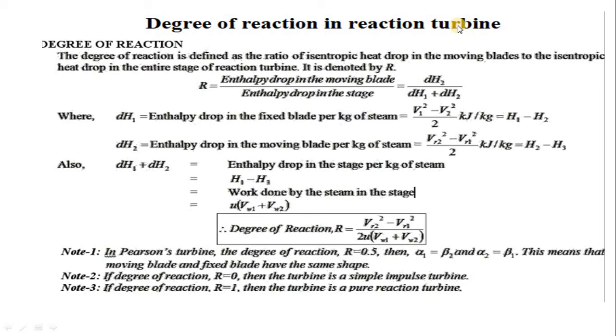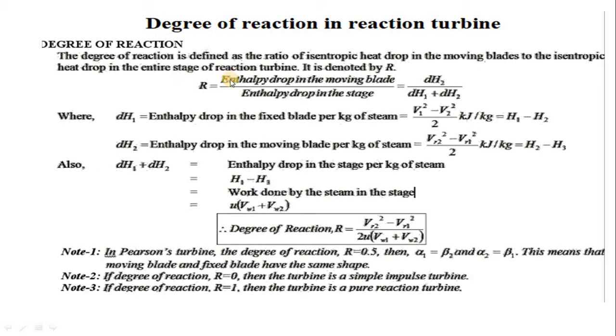Simultaneously, the most important part of the reaction turbine is the degree of reaction. We already discussed that the degree of reaction for the Parsons reaction turbine is 50%. So we must put all these values here. The degree of reaction is defined as the ratio of isentropic heat drop in the moving blade to the isentropic heat drop in the entire stage.